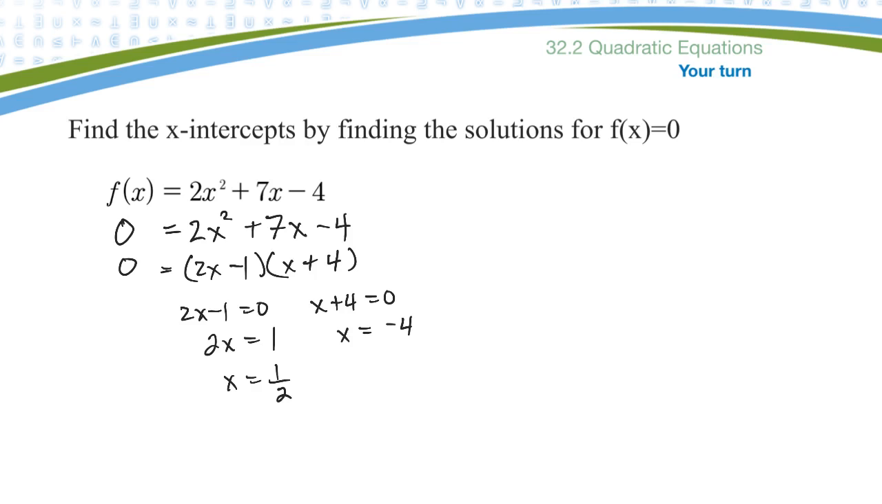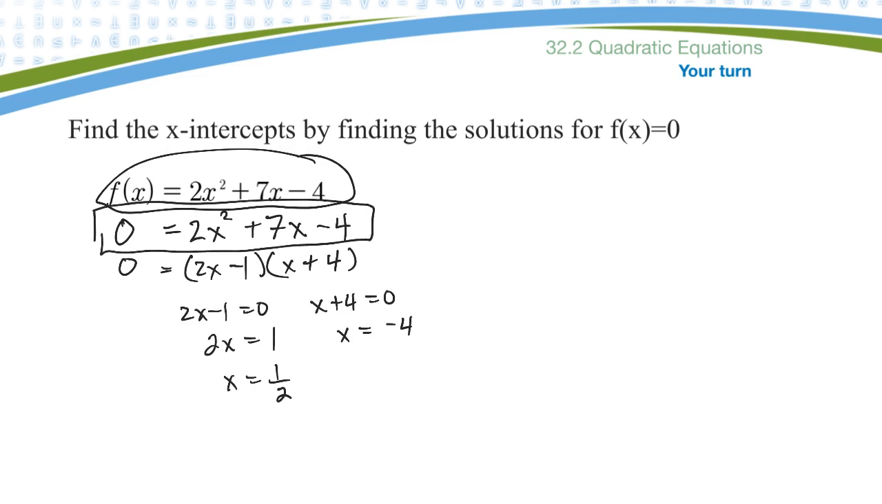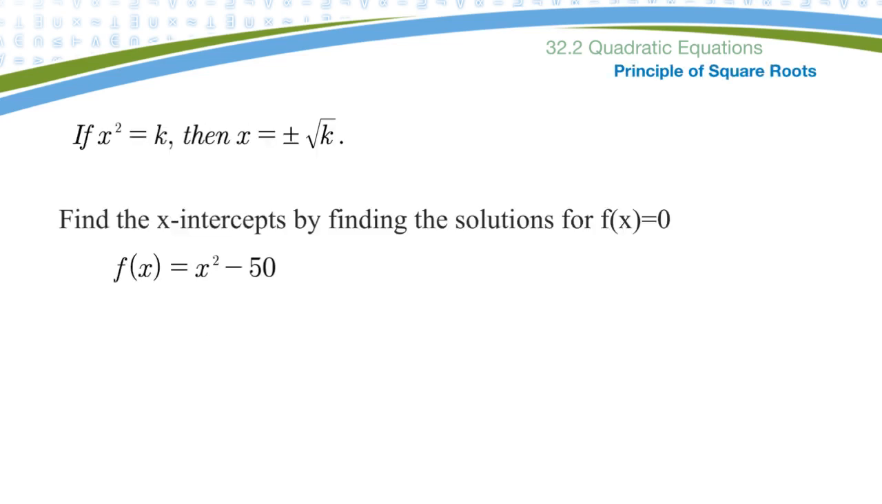So the x-intercepts of this function, the places where it crosses the x-axis, are the solutions to this quadratic equation. To solve that equation, we factored it, and then we used the principle of zero products to give us the two answers. So that's one way of solving a quadratic equation. Another way is by using something called the principle of square roots. We'll see an application of this in a couple more slides later.